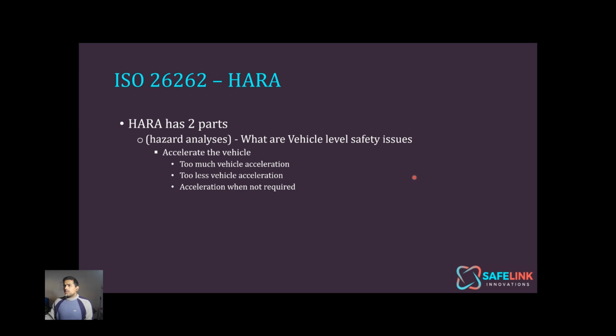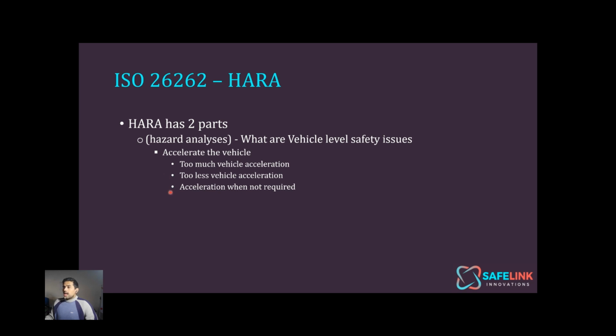So, to recap, HARA has two parts: the hazard analysis and the risk assessment. We need to do a hazard analysis for this function, accelerate the vehicle. Just thinking from the top of my head, a couple of hazards that could happen: there's too much vehicle acceleration. The vehicle is supposed to accelerate a little bit, but it just accelerates a lot. Too little vehicle acceleration. The vehicle is supposed to accelerate, but it does not. Maybe it's trying to avoid traffic, but it does not accelerate.